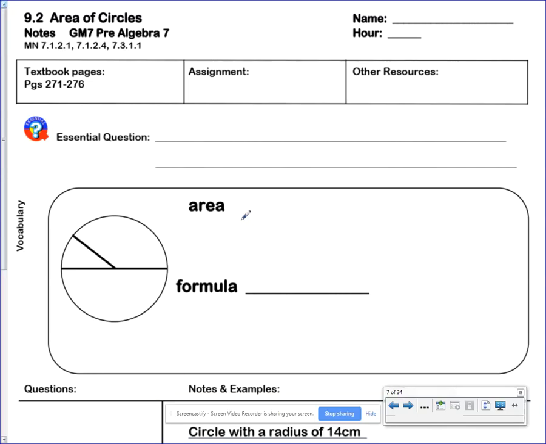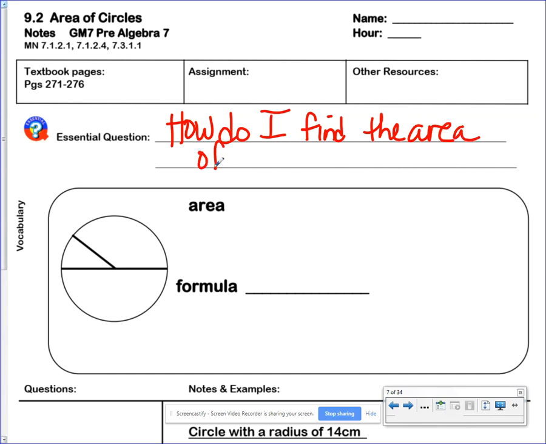We're moving on into section 2 of Mod 9 and going straight into area of circles. So we just talked about circumference, and circumference is a distance. It's a length. Think of wrapping string around here and then laying it out flat. So today we're going to move on and conquer area. So how do I find the area of circles?